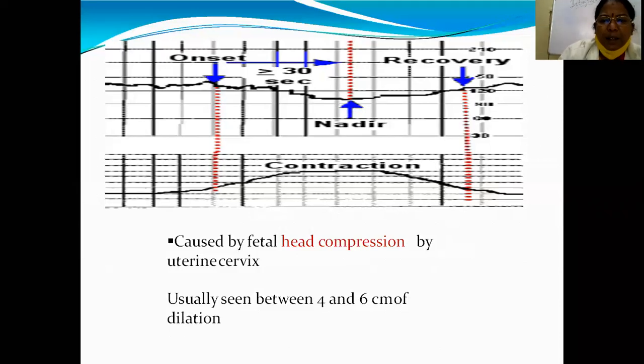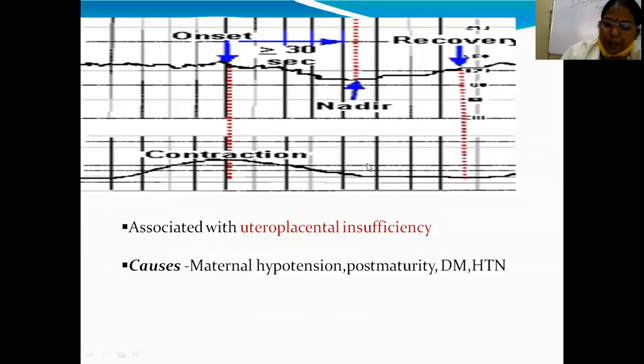Here we can see the starting of the uterine contraction. When the uterine contraction starts, there is a decrease in the fetal heart rate. At the peak of uterine contraction, there is a nadir of the heart rate. And when the contraction decreases, the fetal heart rate starts increasing. So the onset, nadir and recovery correlate with the onset, peak and recovery of the contraction. So this is called early deceleration. Usually we don't worry if there are early decelerations.